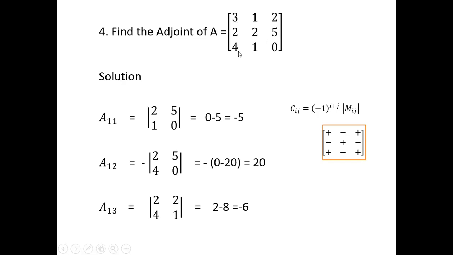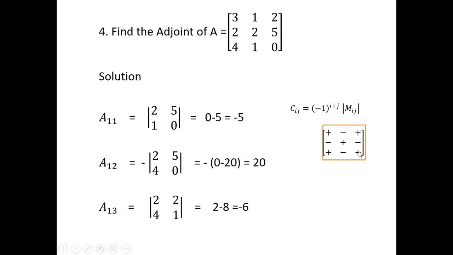Then we leave this row and this column. The remaining part is the minor, which is 2, 5, 1, 0. We take this 2, 5, 1, 0. Then (-1) power 1 plus 1, and (-1) squared is plus. Therefore, for 3 by 3 matrices the signs are alternating: plus, minus, plus, minus, plus, minus, plus.